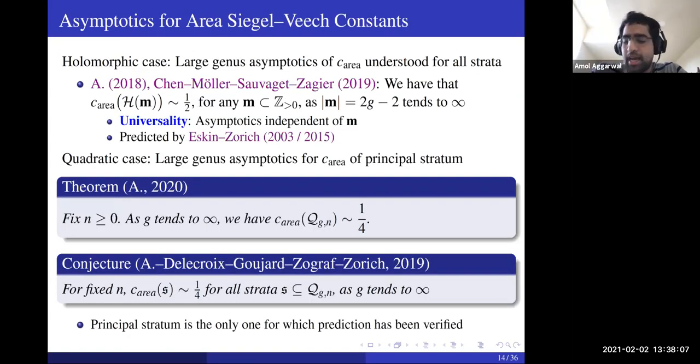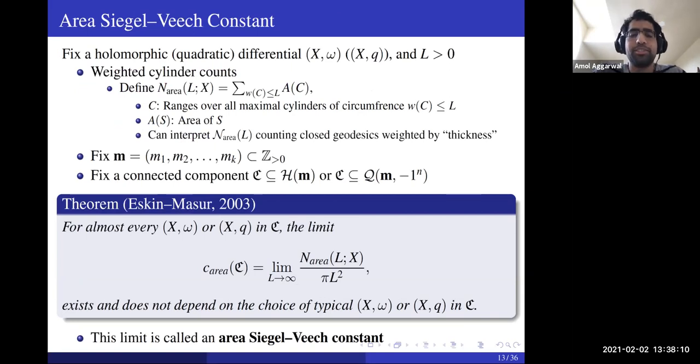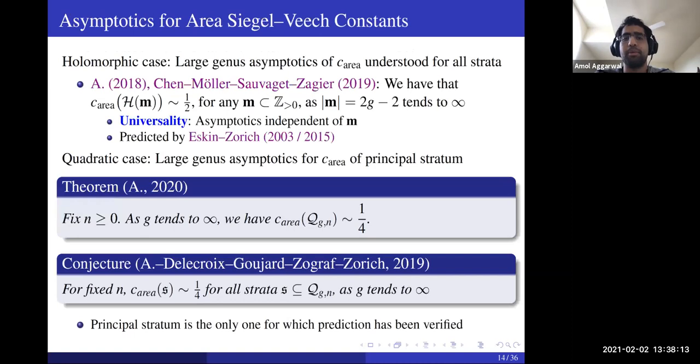What we might be interested in is what this number is. It counts cylinders on my surface, so how does it behave? In the case of holomorphic differentials, this is fairly well understood for all strata. There is a somewhat surprising universality result: the area Siegel-Veech constant converges to 1/2 for any stratum, as long as the genus tends to infinity. This is a universality result. The fact that it does not depend on the stratum is quite non-obvious, and I don't know of a heuristic interpretation as to why it should be true, other than the fact that one can prove it. It was originally predicted by Eskin and Zorich in 2015.